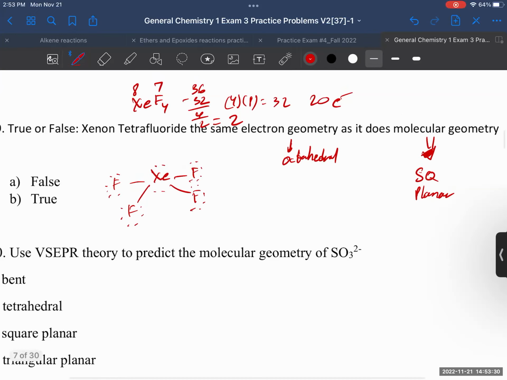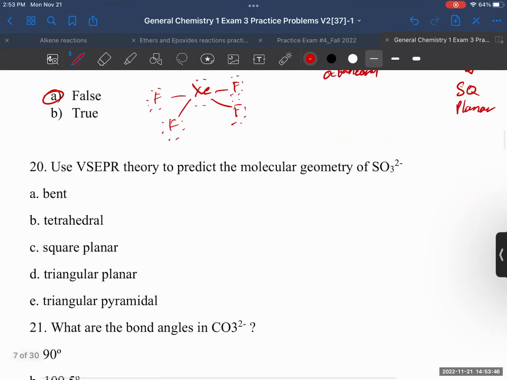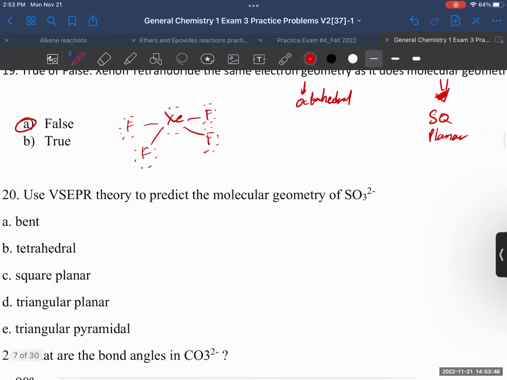All right, so what's the correct answer to this? Is it true or false? False. It is indeed false, because as you can see, there are 2 different geometries, from octahedral to square planar. Any questions about that?